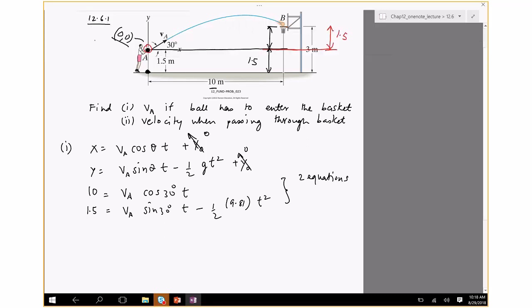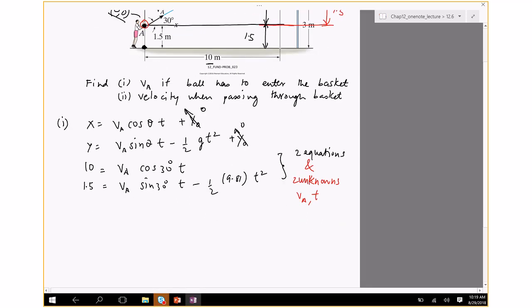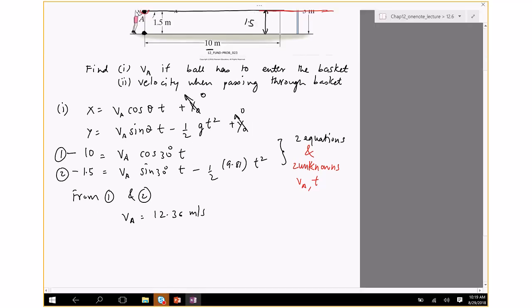Two equations and two unknowns, right? VA and t. And we know that if we have two equations and two unknowns, we can solve for those two unknowns. What I would do is find t. t is 10 divided by VA cosine 30. Put it in this expression, the second equation, and you'll have one equation, one unknown, and solve for VA. So from 1 and 2, VA comes out to be 12.36 meters per second. So that's our answer.